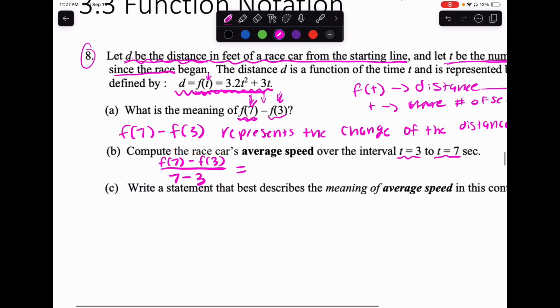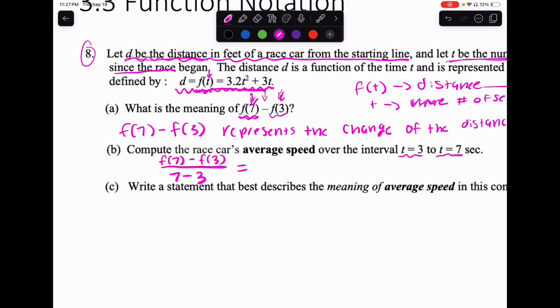So if we come back over here, f of 7 minus f of 3 is really saying 177.8 minus 37.8. 7 minus 3 is 4. And then if you solve this, you would get 35, and then make sure you use units. It's going to be feet per second.